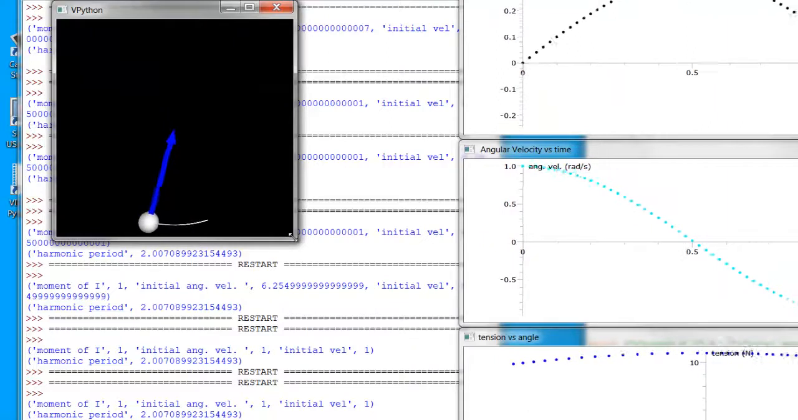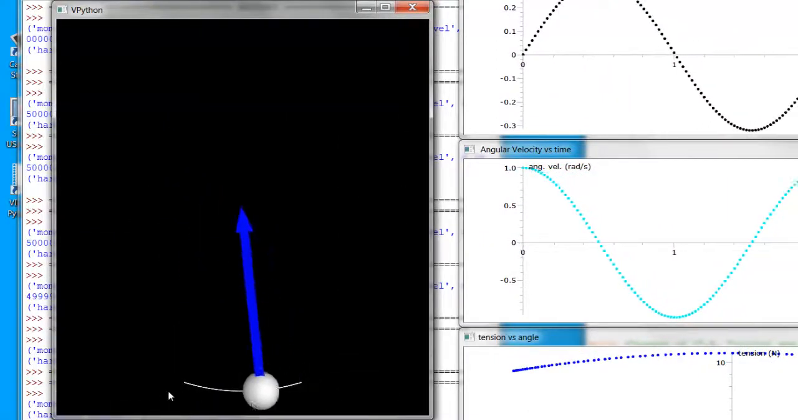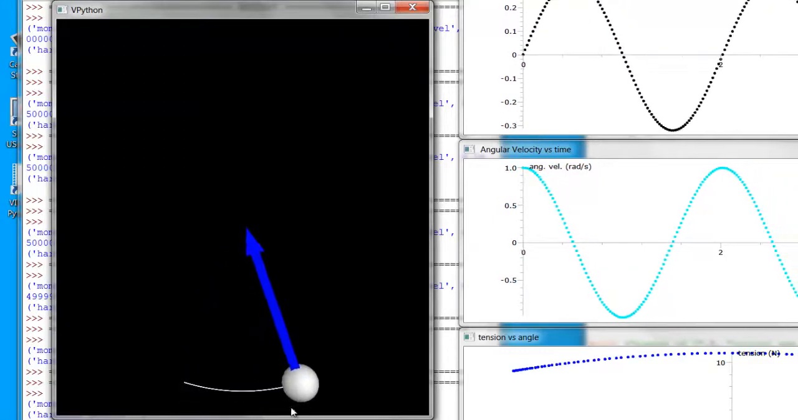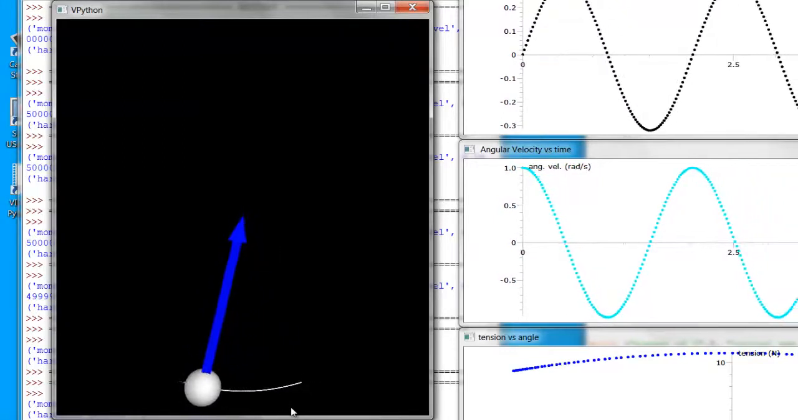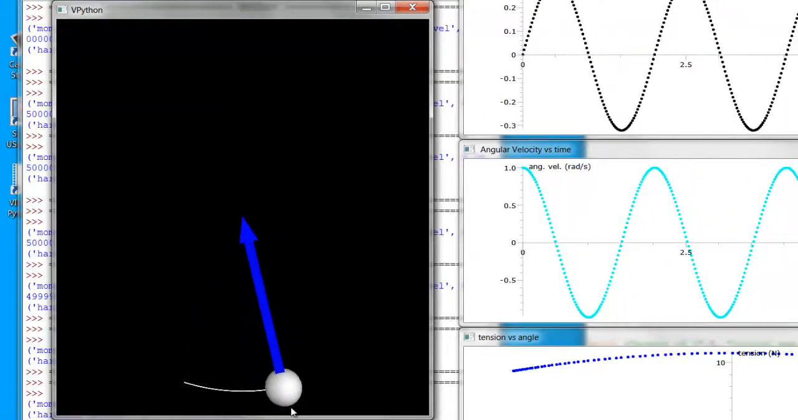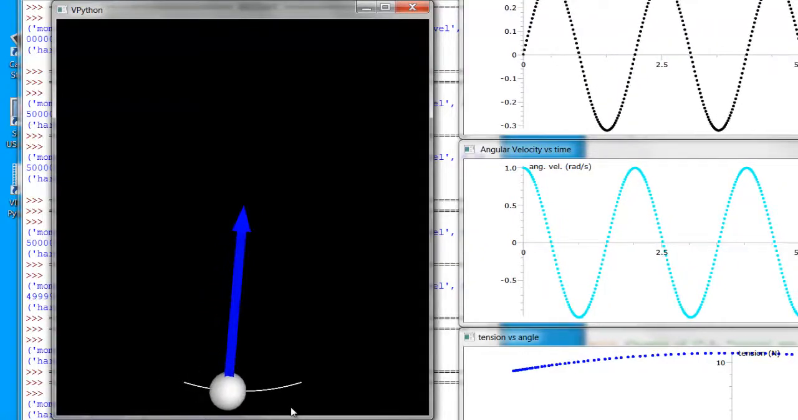So over in this window, you will see the trajectory traced out in white. It's just a pendulum going back and forth. The blue vector is the tension in the rope, and you can see it gets longer as it crosses down through the middle.